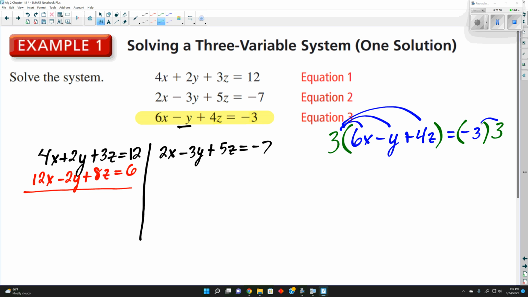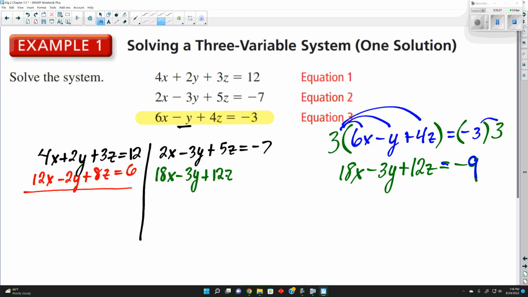3 times 6x is 18x, minus 3 times y is minus 3y, 3 times 4 is 12z, is equal to negative 3 times 3, which is negative 9. So we get this here. And we can put it under the other equation: 18x minus 3y plus 12z equals negative 9.